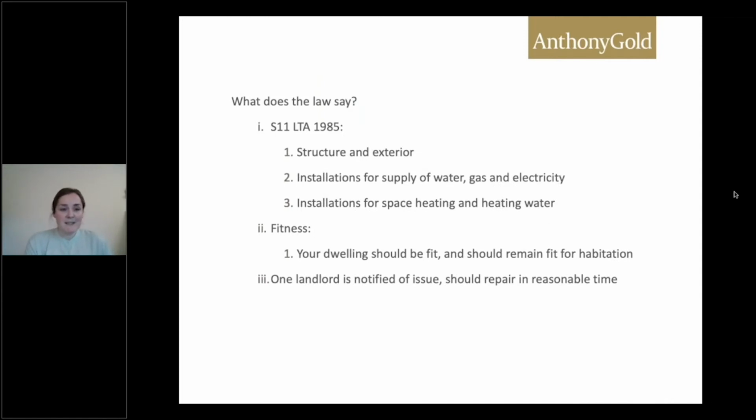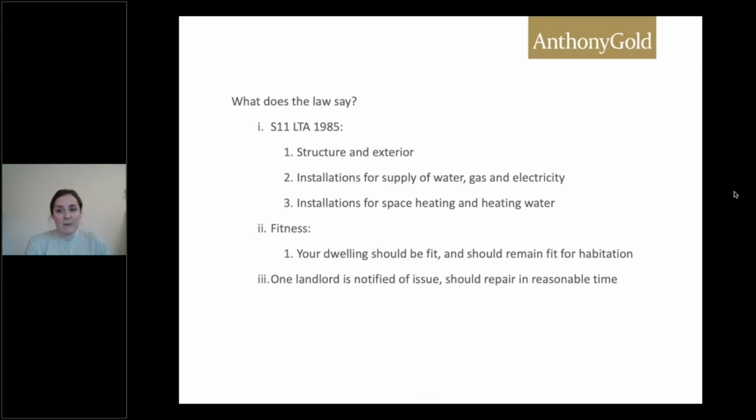The first is Section 11 of the Landlord and Tenant Act 1985. And this section will apply to nearly all tenancy agreements, including those that don't say anything about repairing obligations. And this section says that landlords should keep in repair, number one, the structure and exterior of your dwelling house. And this will include external walls, roofs, internal ceilings, drains, gutters, anything that is structural in nature.